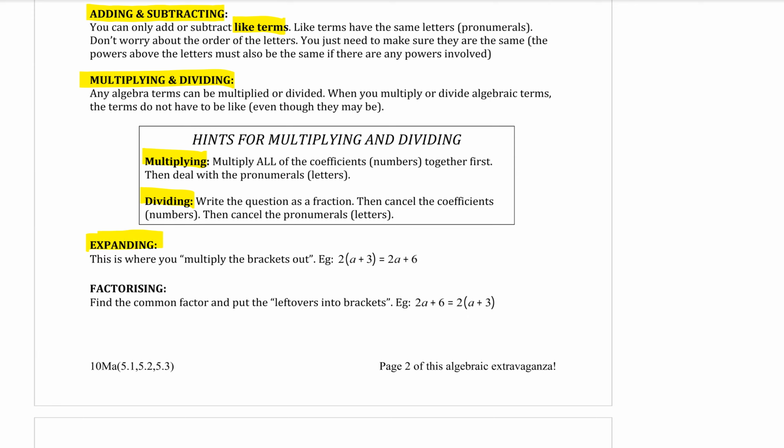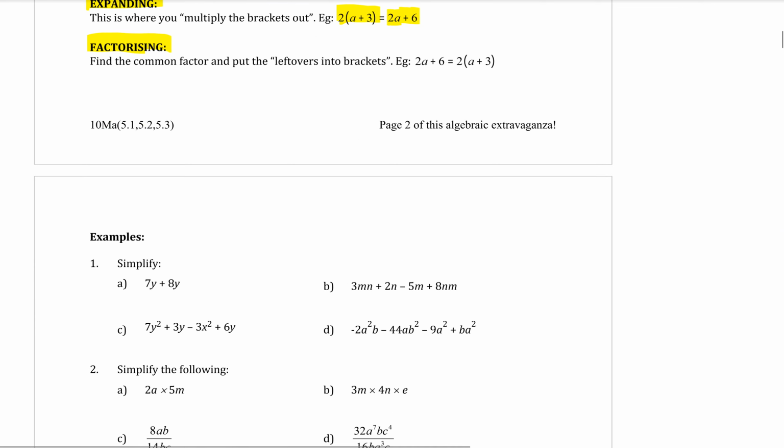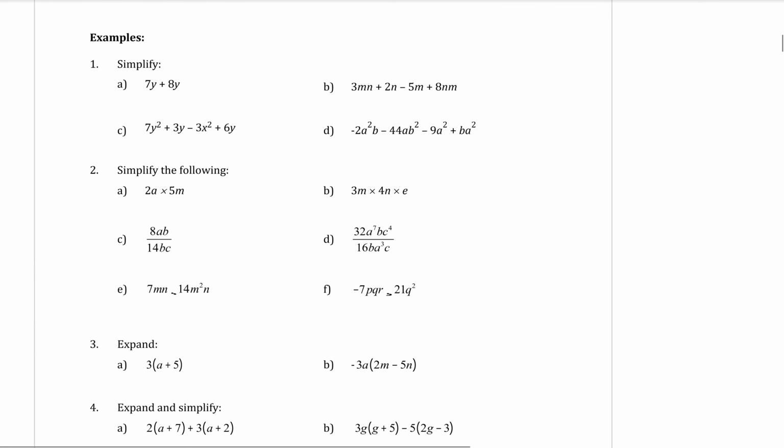Expanding is where we want to get rid of any brackets. So you would have something like this one here, 2(a + 3), expanding that out. You go 2 times a is 2a, 2 times 3 is the plus 6. We'll be practicing that in a minute. And factorizing is the reverse of that, which means we want to put something into brackets. Okay? So now that we've refamiliarized ourselves with all of those terms, let's practice some of these skills.